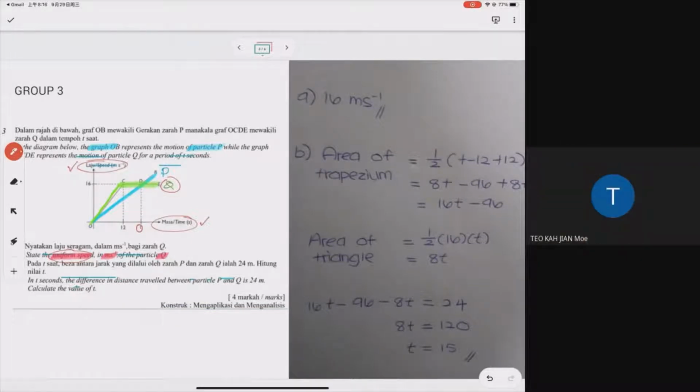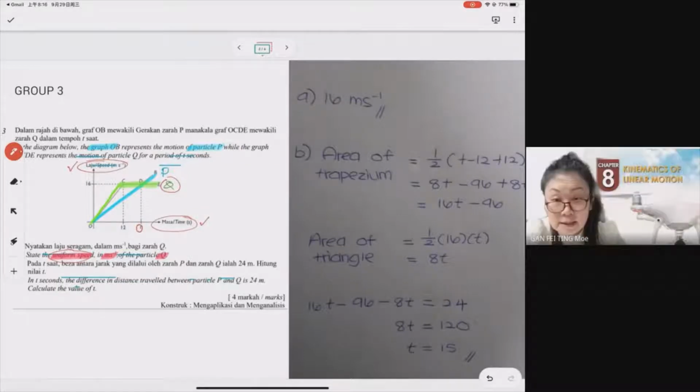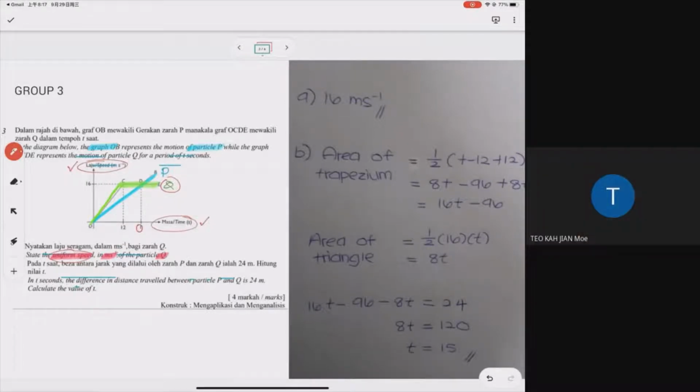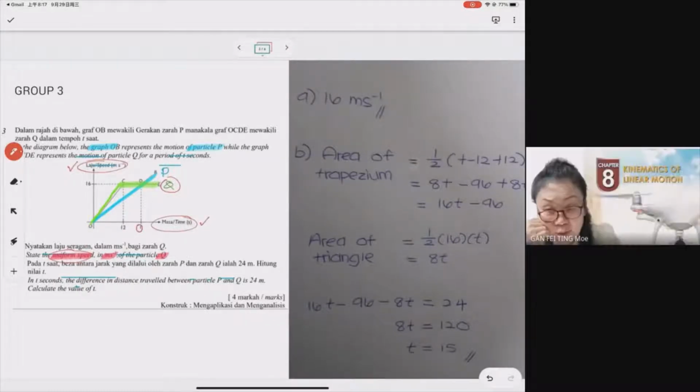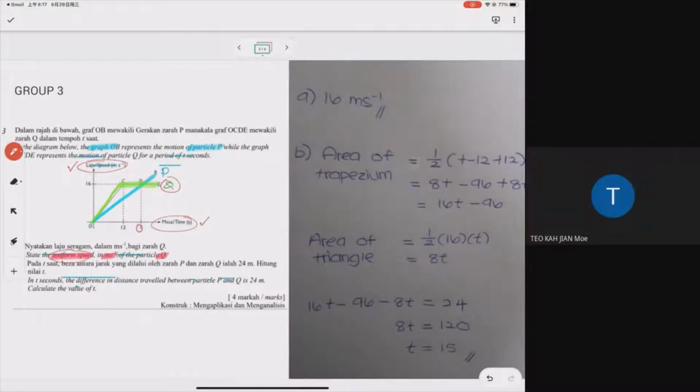The gradient is 0, so it moves with uniform speed. They're asking for uniform speed. What do you mean by uniform speed? The gradient is 0. Explain one more time. The gradient is 0 means that the particle Q moves with uniform speed. Which one is gradient 0? C to E.